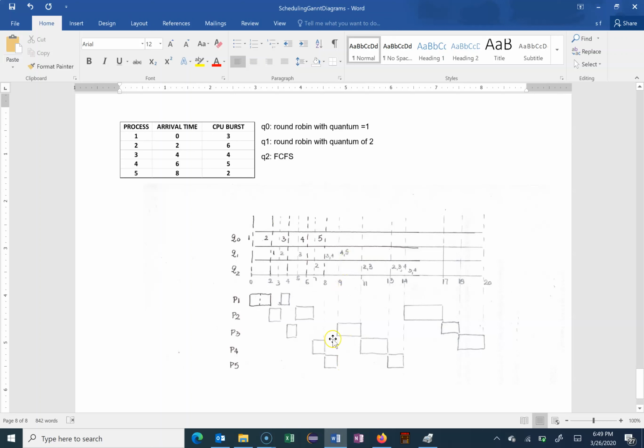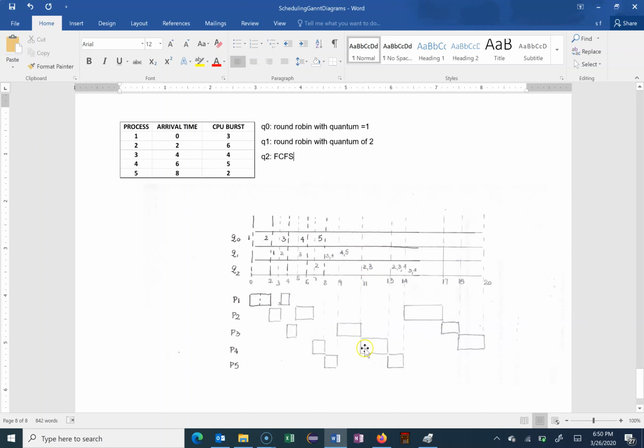Now, process 3 is scheduled, it's coming from Q1. It's allowed to execute 2 units. It's going to execute from 9 to 11. And then process 3 moves to the lowest priority queue, which is Q2. We already have 2 in there. So we're going to have 2 and 3 in the lowest priority queue.